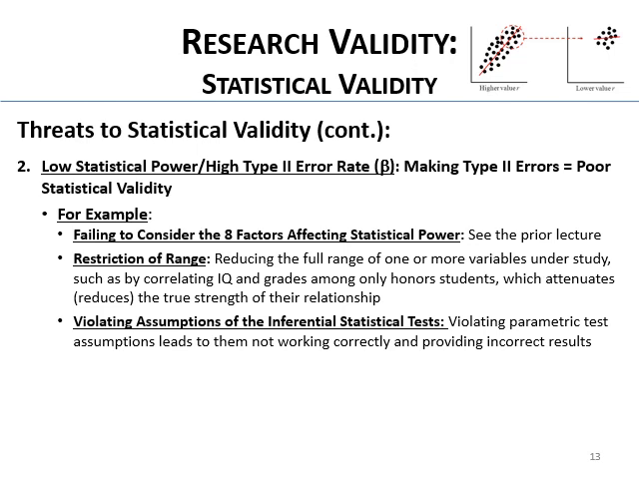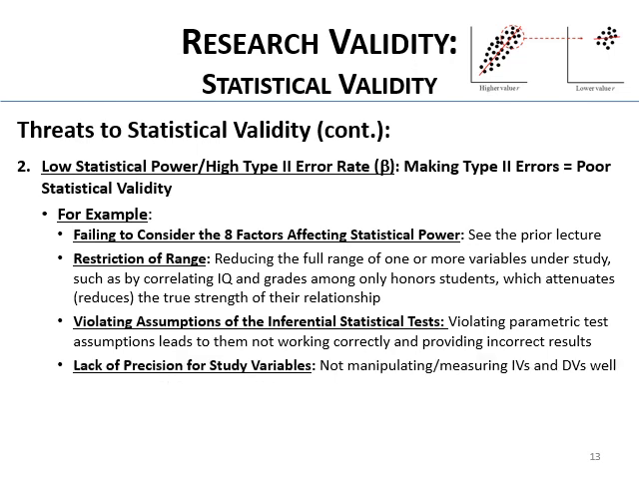Another thing you can do that messes things up in terms of your statistical validity is violating the assumptions of your inferential statistical tests. So for example, these assumptions that have to be true for your parametric tests, if you violate them, it leads to them not working correctly, right? And so you get incorrect results that will be a threat to your statistical validity, will mess up your power.